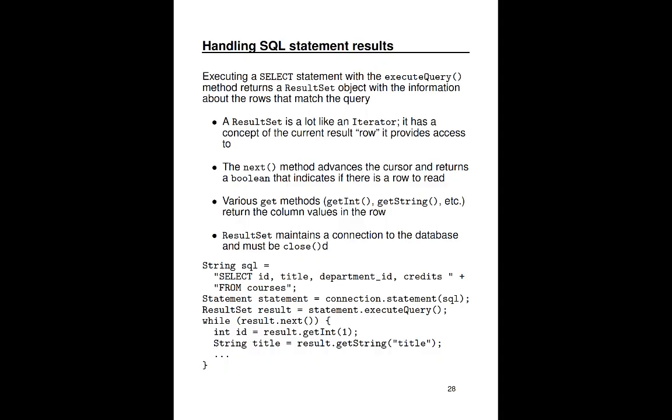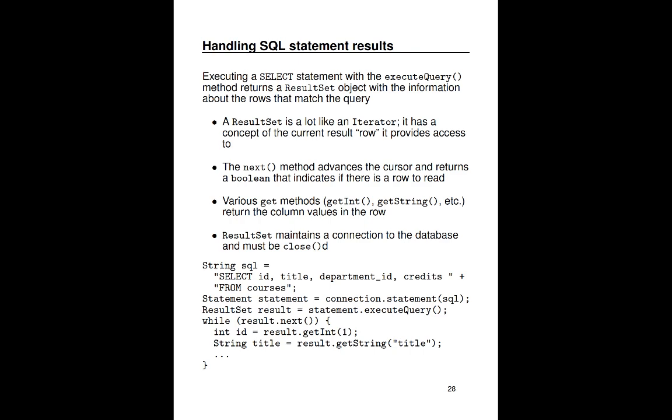While you are inspecting a row that came back in the result set, you can get information like, hey, give me the int value that came from this column, or the string value that came from that column, and that's how you get the data out of the result set. And again, result sets, because they maintain a connection to the database, must be closed when you're done with them. Otherwise, you're going to have a resource leak.